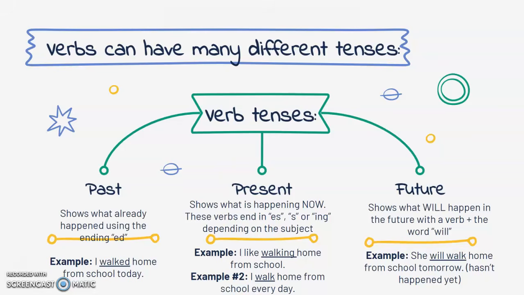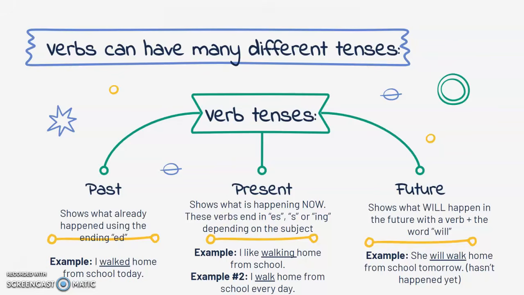The first type of verb tense is called past tense. Past tense shows what's already happened, usually using the ending -ed. The example I have on the screen is: I walked home from school yesterday. It shows that I, whoever the I is in the sentence, walked yesterday, or has done it in the past. So that -ed on the end of walk shows that it already happened.